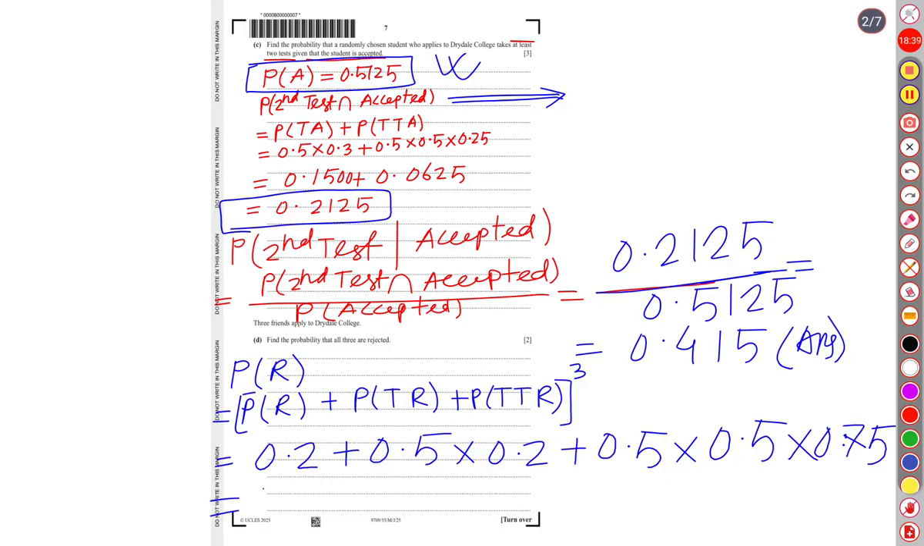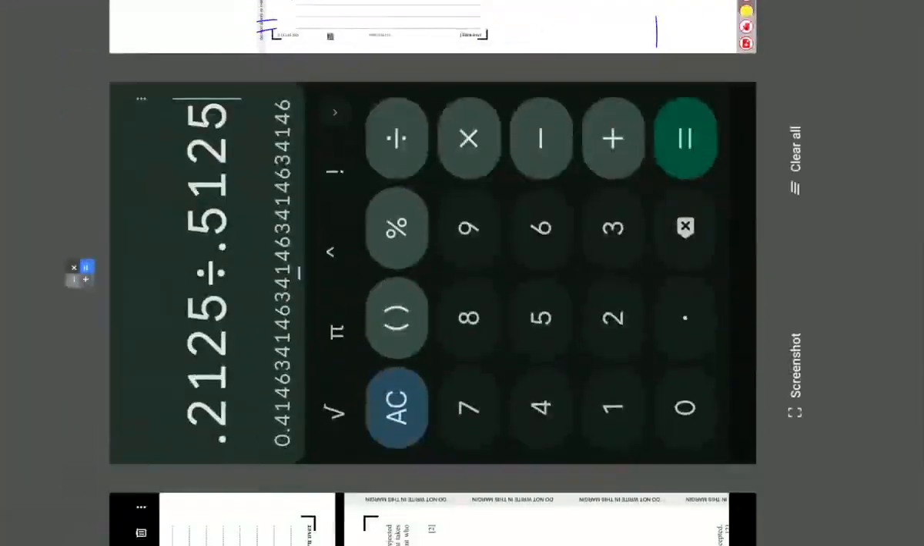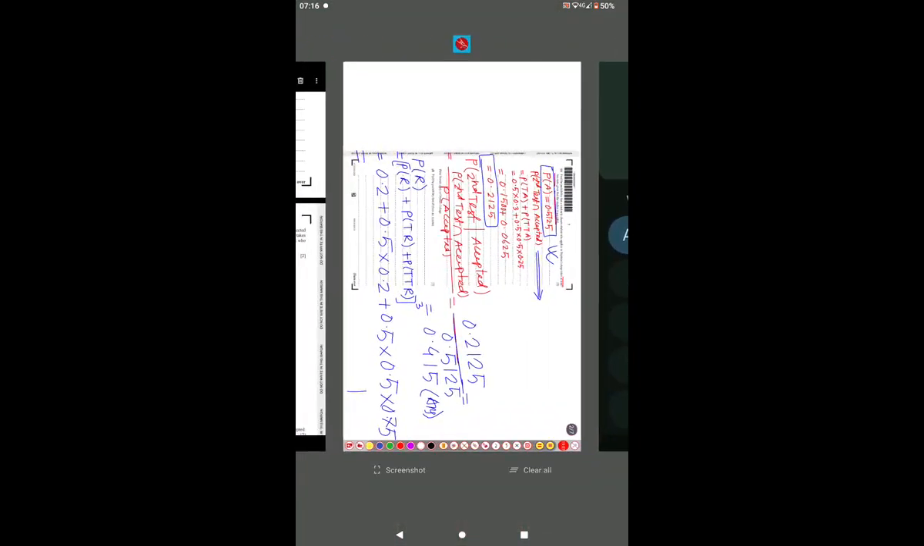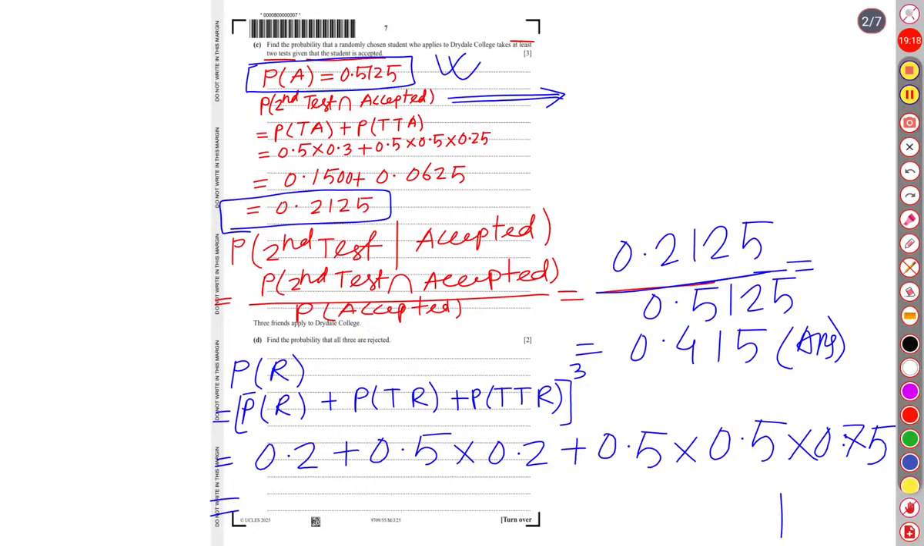0.75. Now if we sum this up, let us do this calculation. It is 0.2, then how many zeros are there? We can take four zeros. Or let us do the calculation easily using our calculator. So the first one was 0.2 plus 0.10, 0.2 plus 0.10, it was 0.25 into 0.75.